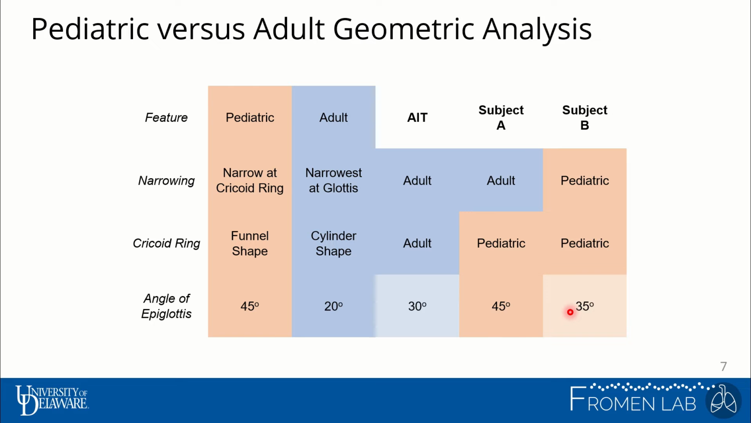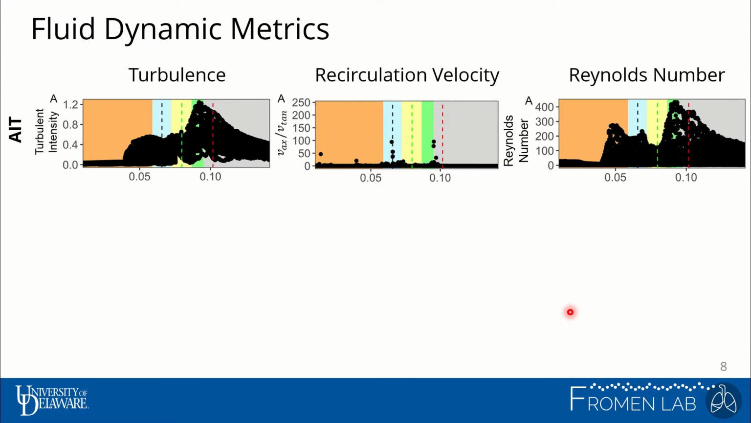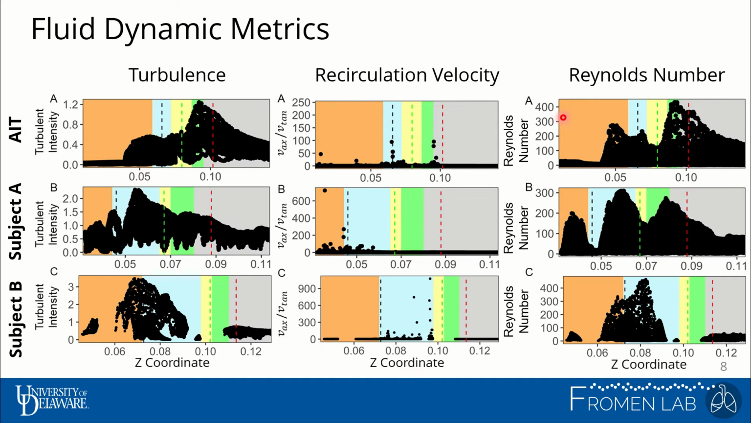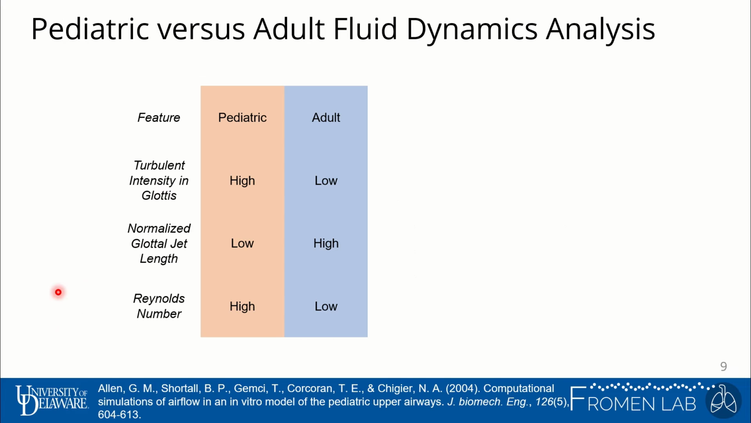And we expected that to translate into fluid dynamic metrics as well, such as the relative turbulence measured through turbulent intensity, recirculation regions, quantified by comparing the axial and tangential velocities, as well as the Reynolds number through these models. And we quantified these metrics for all 3 models, the Alberta idealized throat, subject A, and subject B. And we saw that there was more turbulence, recirculations, and higher Reynolds number in the airways with more pediatric-like features.